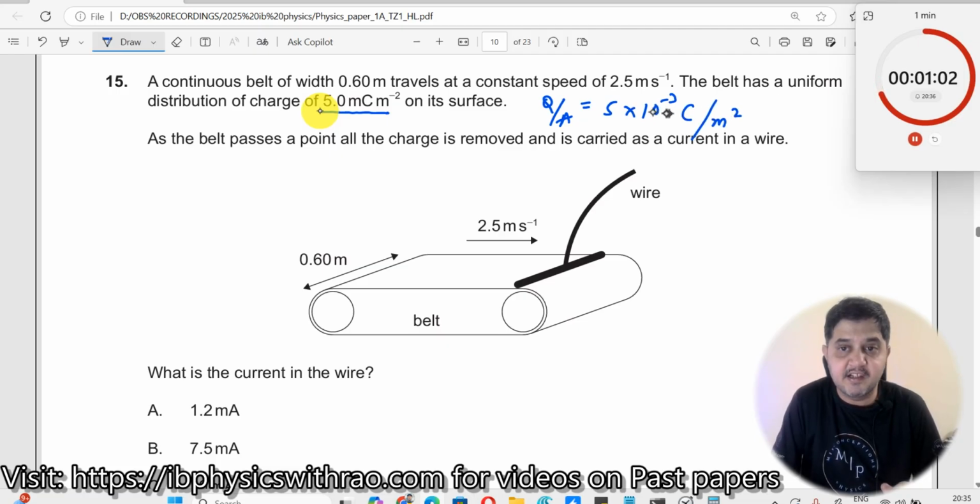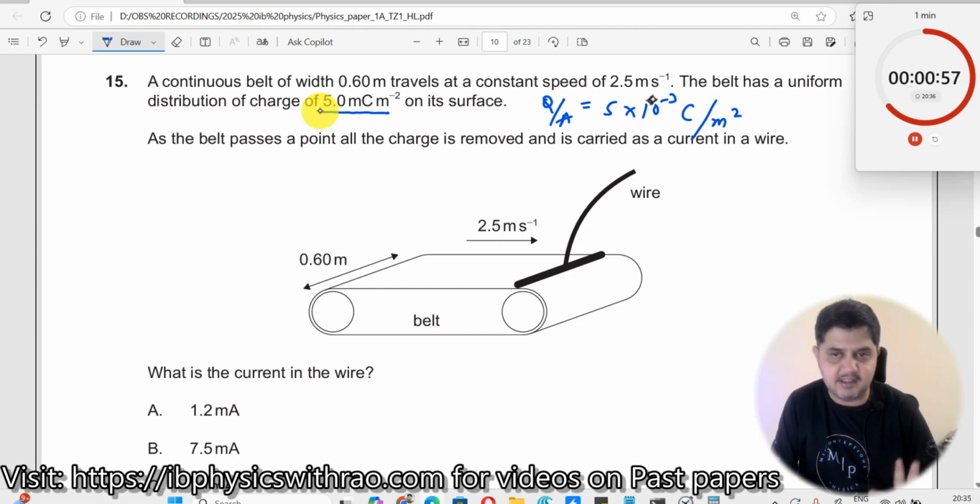This is not coulombs. This is not charge. Just charge per unit area, which means if you multiply by area, you will get the total charge. This is what you need to understand. As the belt passes, all the charge is removed and is carried as a current in the wire. What is the current in the wire?